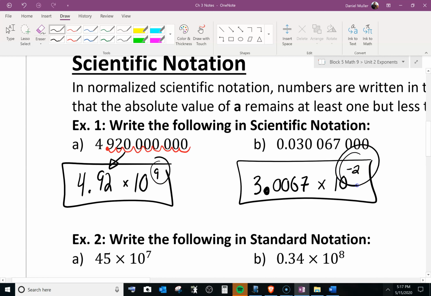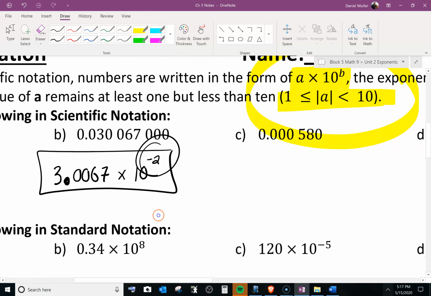In this case, I only moved it over twice. Here I moved it over 9 times. And when you do that, you need to think, did I make the number bigger or smaller? Because I need to make this thing positive or negative depending on what I did. Now, we're going to do some more examples to get the hang of this.